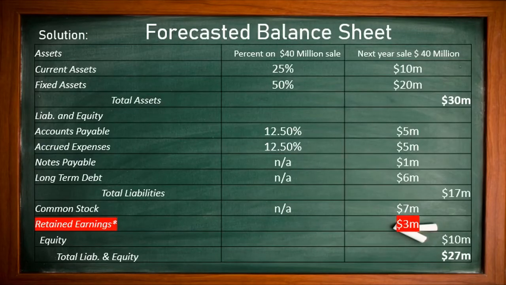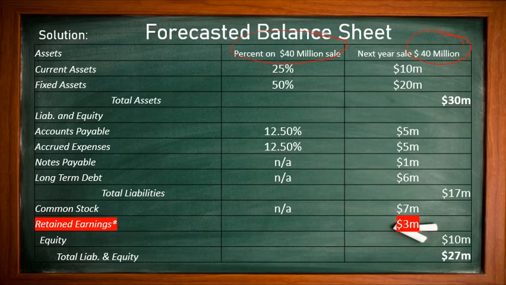In the solution, again we'll make 3 columns. One column shows the particulars. The second column shows the percent of sales with 40 million, and we have to apply the same percentage on 40 million of sales and see what the projected balance sheet would be.